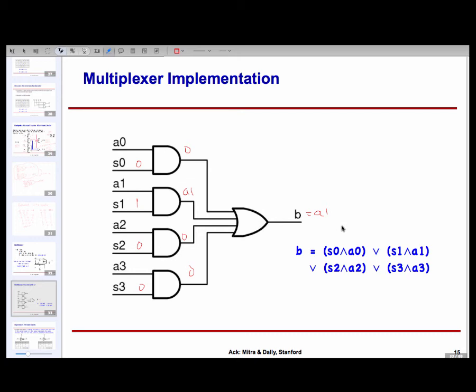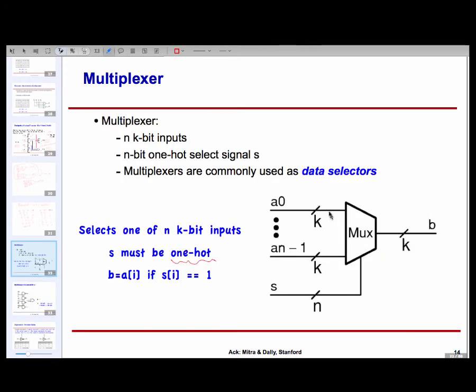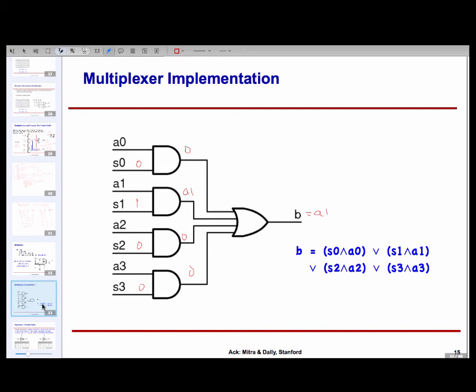Yeah, this is a 4 to 1 multiplexer, but I'm now saying let's create an 8-bit 4:1 multiplexer. How would you build that? I have 4 inputs, A0 through A3, but each one of them is 8-bit. So how would you create such a multiplexer? Remember, in the previous slide, I had a k-bit multiplexer, right? So what I'm asking is, how would you create an 8-bit multiplexer from this?